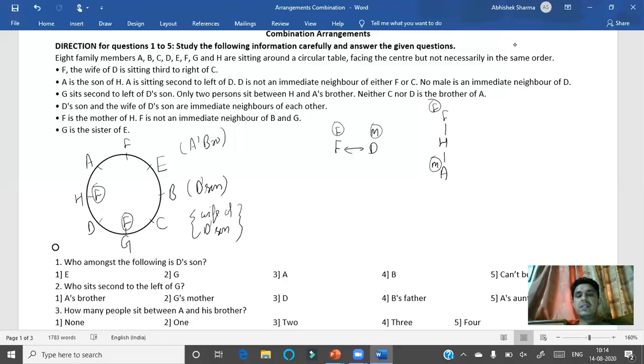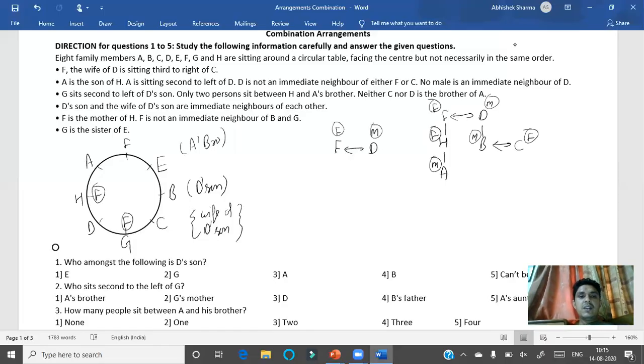We have the spouse of F, so we can combine here, D will be male. We have the gender of H, so we can write female. Thereafter, B is D's son, so we can write B as D's son, and as D's son, B will be male. Thereafter, C is the wife of D's son, so C is the wife of D's son, and this will definitely be female.